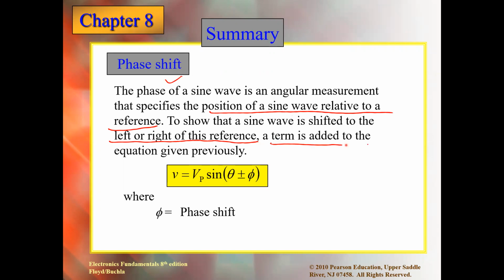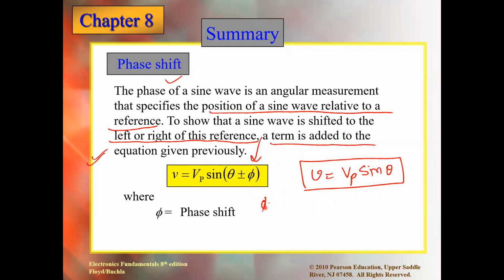A term is added to the equation previously given. We already know the instantaneous equation, it was Vp sine theta. Now we are adding one more component there, which is called the phase shift. It will tell you whether this equation is in phase with the reference. If it is in phase, phi will be 0. Is it out of phase? That is, is it on the left side or right side? So this phi will tell. This is the phase shift.